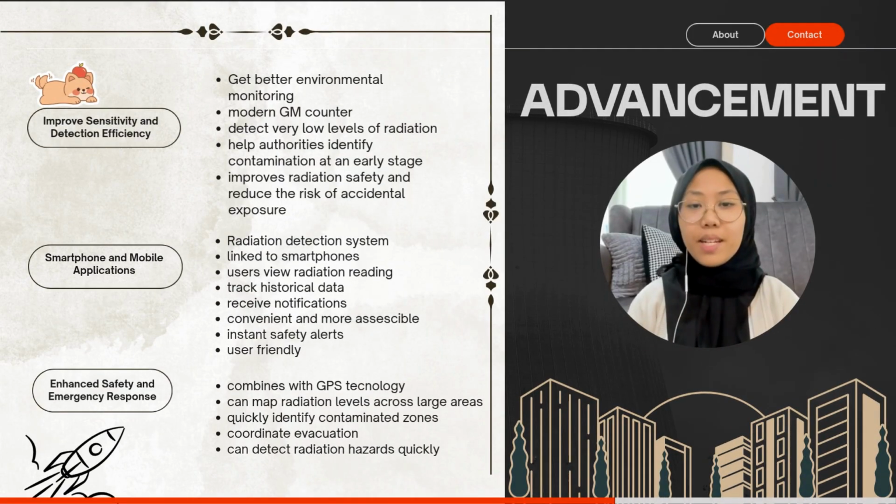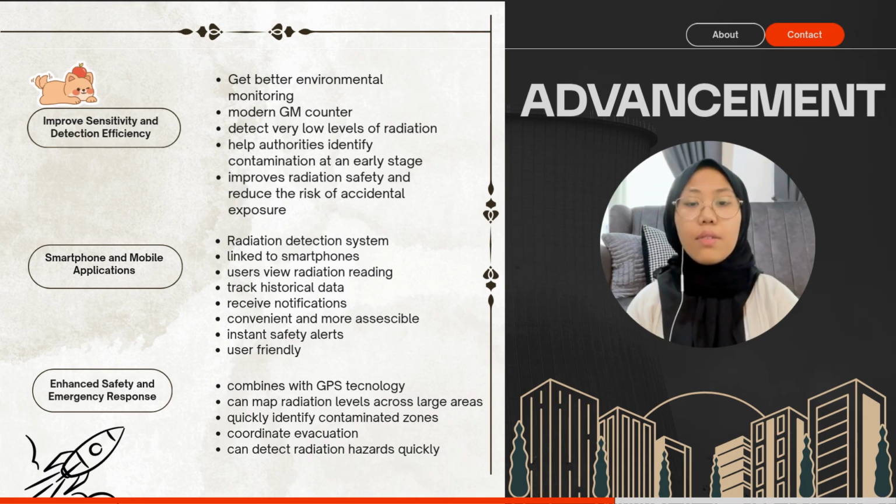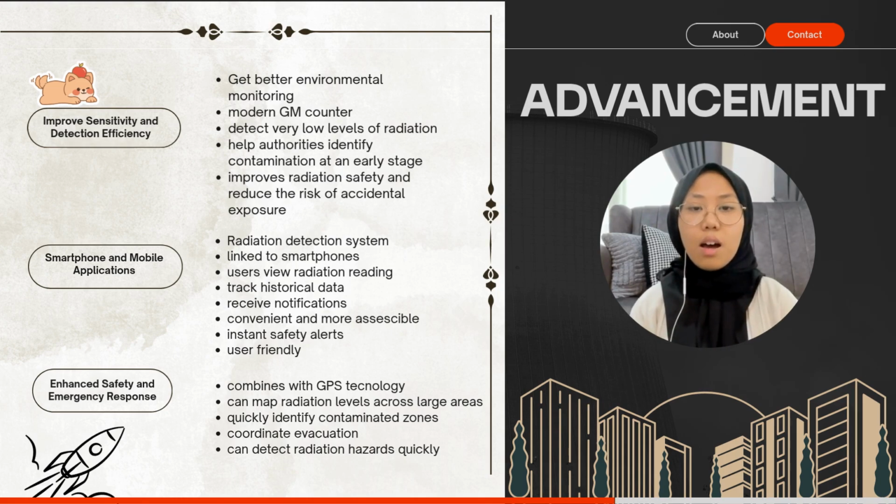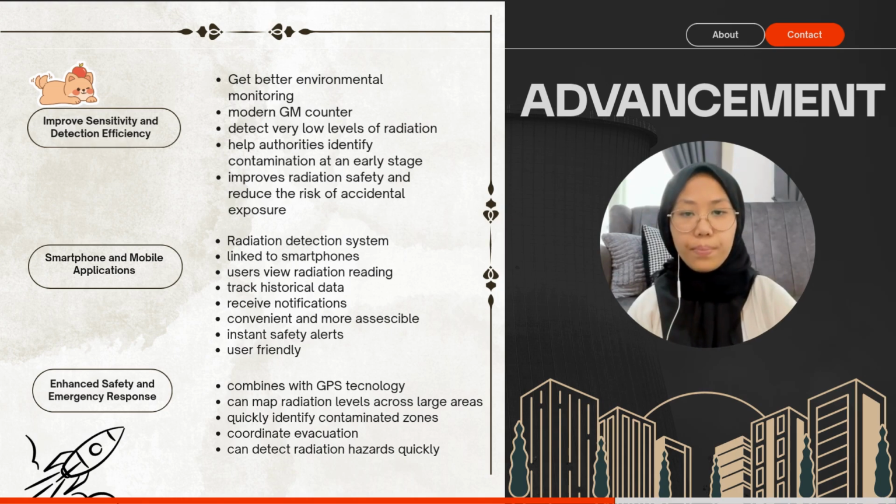Now, I will explain about the advancements in the Geiger-Müller or GM counter technology. Firstly, modern GM counters have improved sensitivity and detection efficiency. They can detect very low levels of radiation, allowing better environmental monitoring. This helps authorities identify the contamination at an early stage, improve radiation safety, and reduce the risk of accidental exposure.